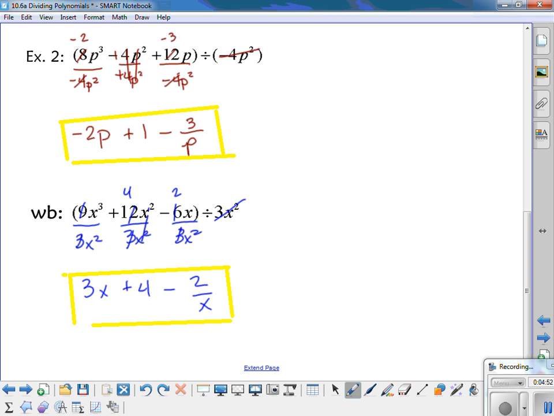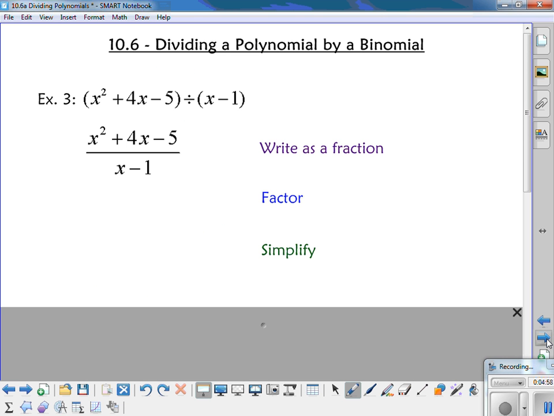All right, so now let's look at dividing by a binomial. Now we're going to divide polynomials by a binomial. So this is actually going to be like what we did at the start of the chapter. We're just going to rewrite it as a fraction like we did on our 5-a-days today. And then we're going to factor it and reduce it.